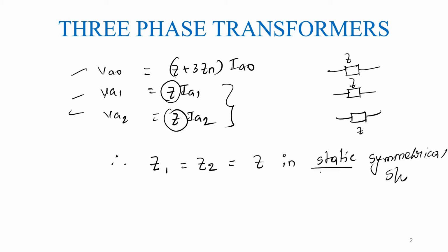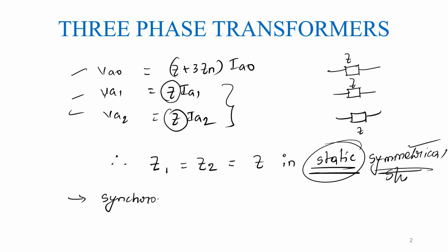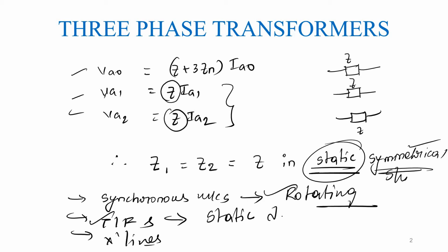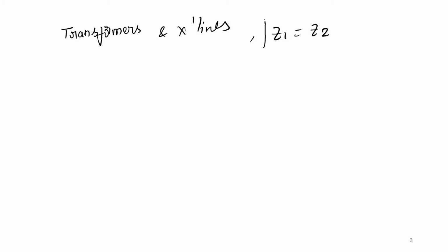What is meant by a static symmetrical system? In a power system we have the major components: synchronous machines, transformers, and transmission lines. Out of these, which are the static machines and which are the rotating machines? Anybody can tell that the synchronous machines are the rotating machines, since we have a rotor in them, and a transformer is a static device because there won't be any moving parts in the transformer. Similarly, the transmission line is also a static device. In the transformers and transmission lines, the positive sequence impedance is equal to the negative sequence impedance. All the time this condition will be true.